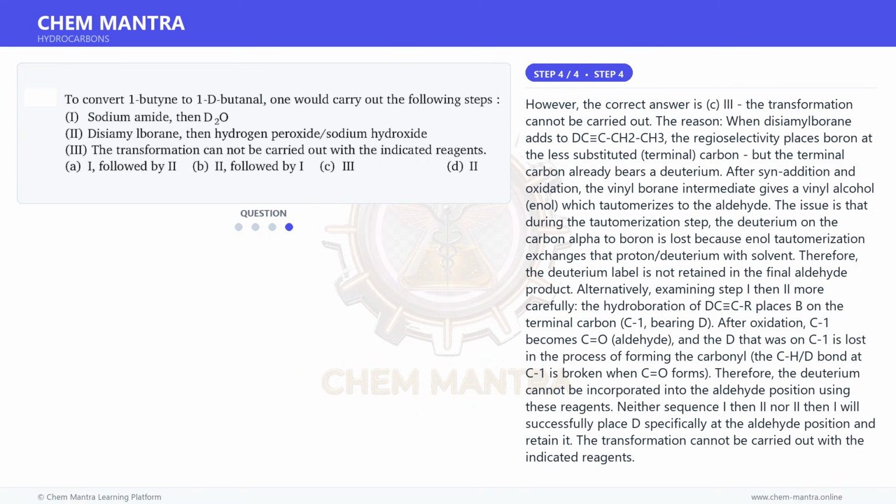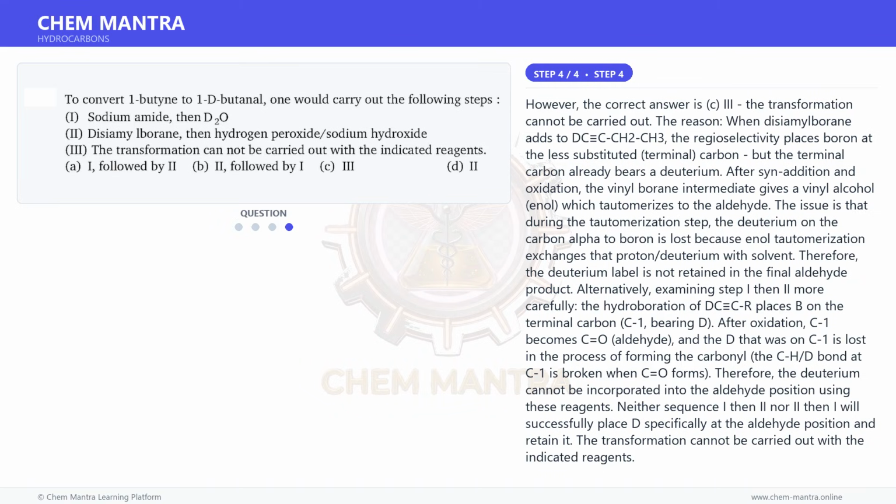After syn addition and oxidation, the vinyl borane intermediate gives a vinyl alcohol, an enol, which tautomerizes to the aldehyde. The issue is that during the tautomerization step, the deuterium on the carbon alpha to boron is lost because enol tautomerization exchanges that proton or deuterium with solvent. Therefore, the deuterium label is not retained in the final aldehyde product.